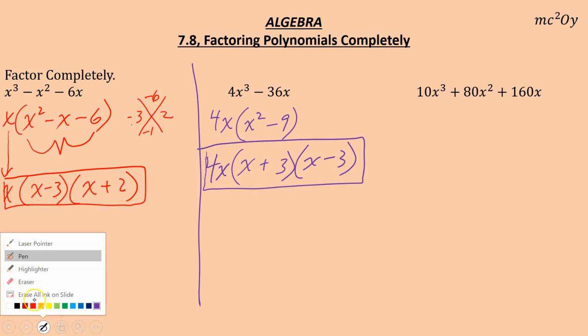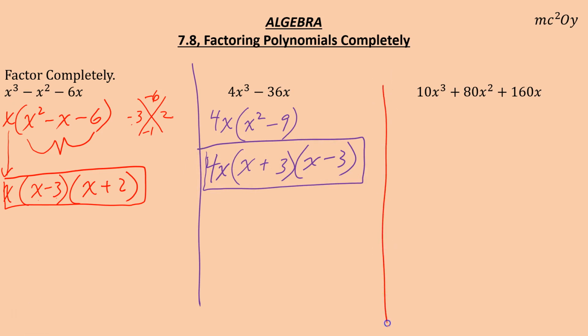All right. The next one here. Look at it. Greatest common factor. Well, 10, 80, and 160. Looks like 10. X cubed, x squared, and x. Well, looks like x.